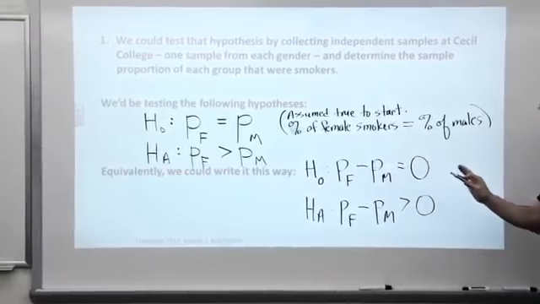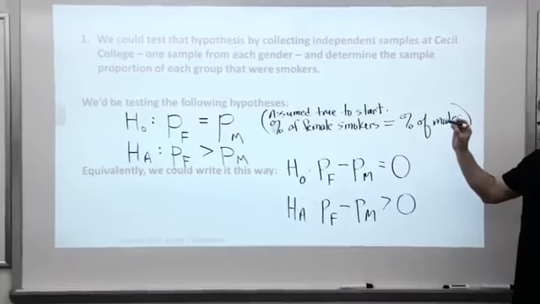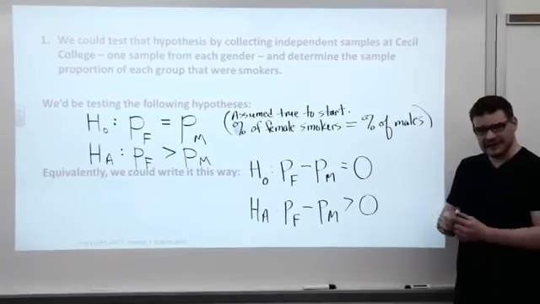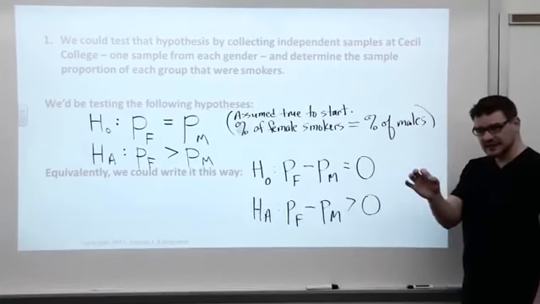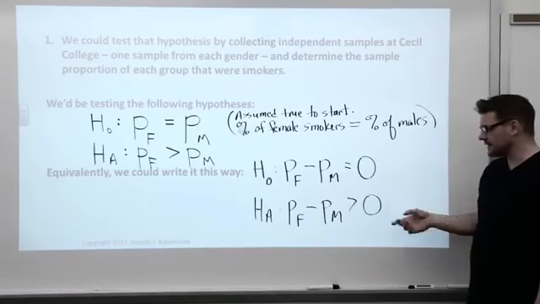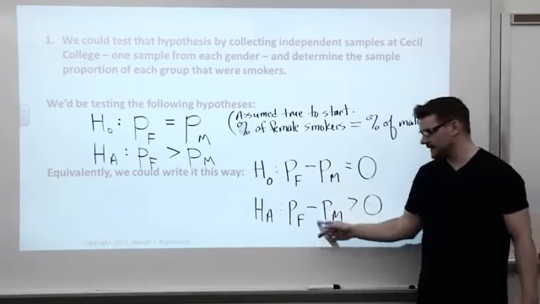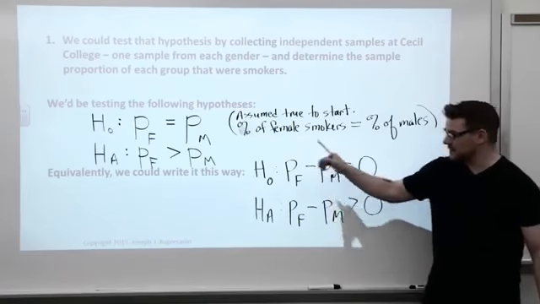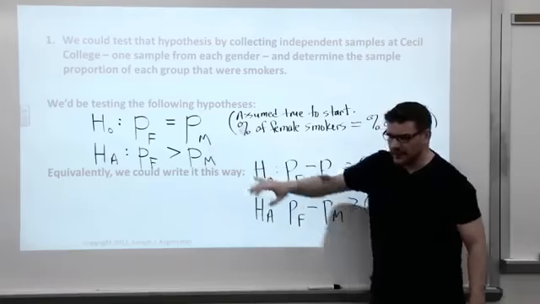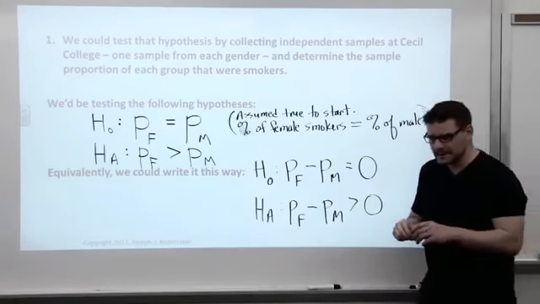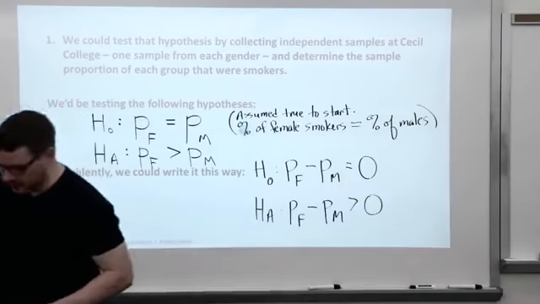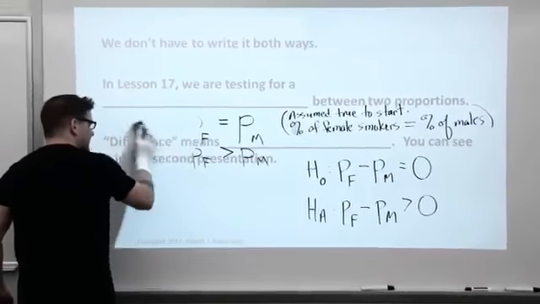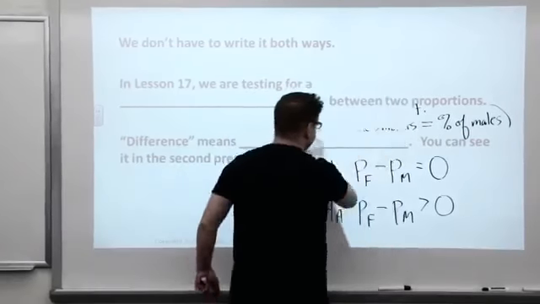The first way is more intuitive to me. You're more than welcome to write it the first way. The reason I'm showing you this way is because in this lesson we're testing for a difference, the difference between the two proportions. When you think of the word difference, you're thinking subtract. So I need to emphasize that there is a subtraction in here. It's just hidden in the more intuitive way to write those hypotheses. I think it says that in those bullet points right below. Again, you don't have to write it both ways.